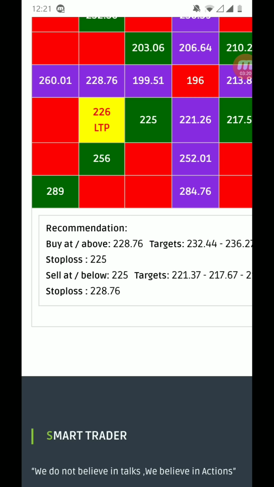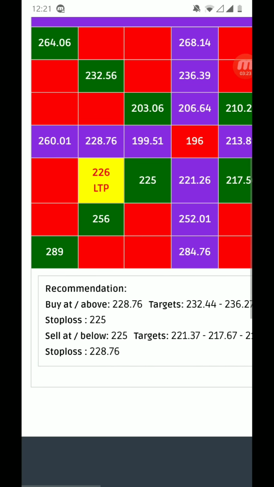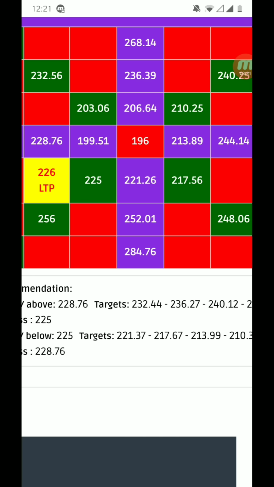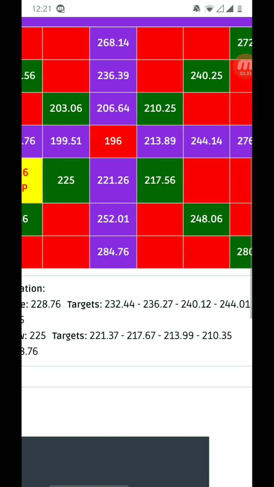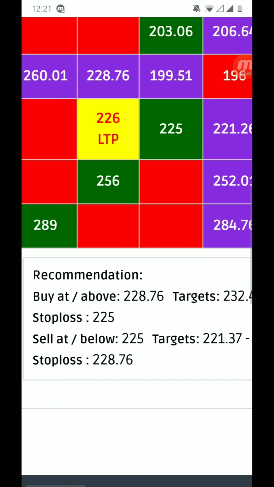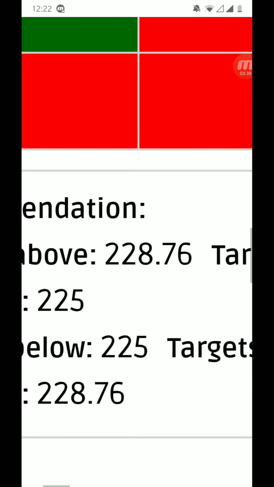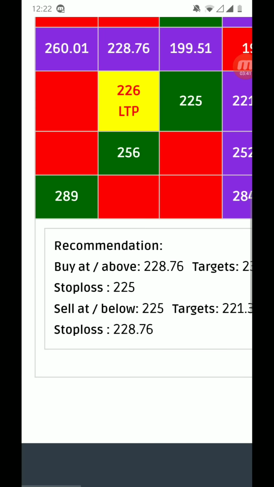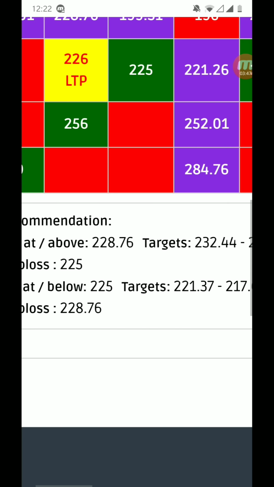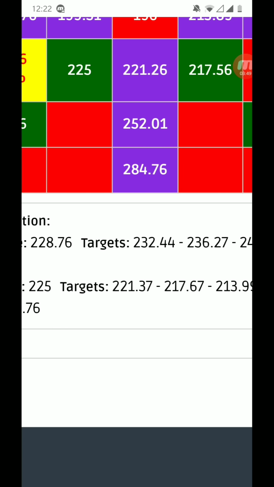So we put 226. The next level of buying is above 228.76, and the target they have given is 232.44. Then the second target is 236, and it goes on like that if it breaks those levels. Same way, the stop loss is 225, because if the stock goes below 225, sell at 225. If you see over here, sell at 225. Stop loss is opposite, 228.76. Same way, if the stock breaks 225, the target is 221.37 to 217.67.